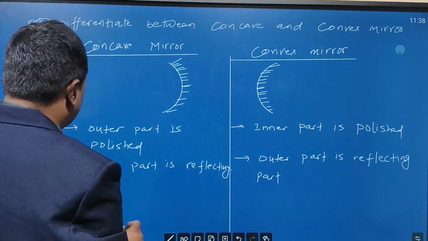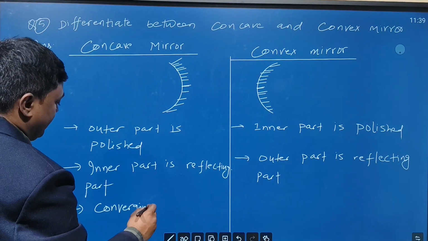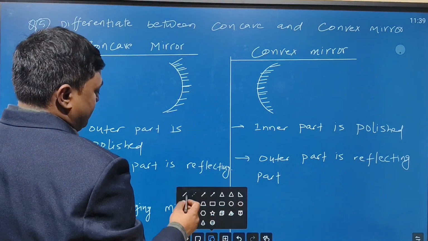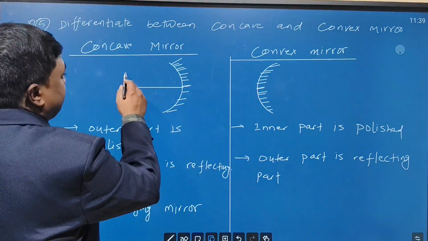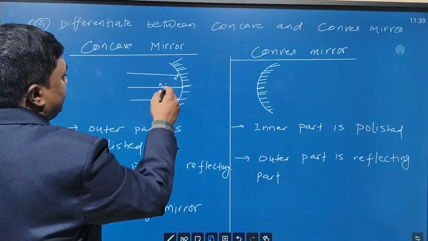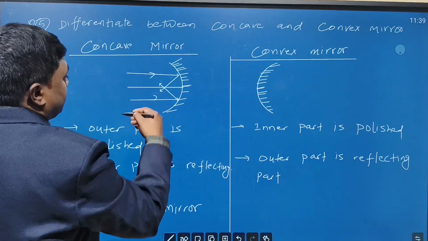Concave mirror is also called a converging mirror. Means what will happen? It will converge a ray of light parallel to the principal axis. It means if a ray of light is parallel to the principal axis, you can see here, it will converge to a point. That's why it is called a converging mirror.